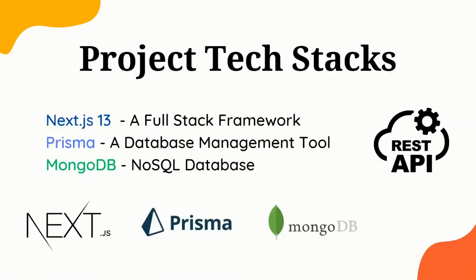Let's have a look at the project stack that we are using. We'll be using Next.js version 13, which is a full stack framework. We'll be using Prisma, which is a database management tool used to work efficiently with databases. It can work with any type of database, whether it's MongoDB, PostgreSQL, or MySQL. It provides you helper functions which can insert records, and the helper functions are the same if you use any type of database.